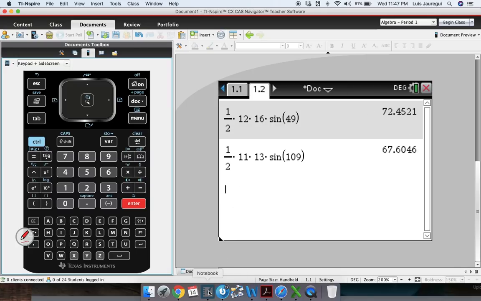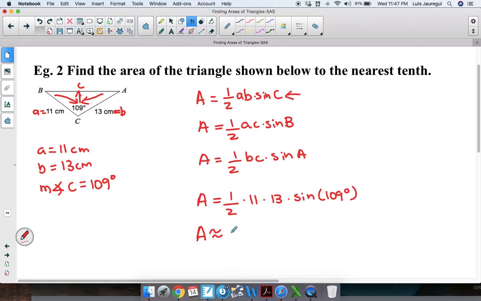So going back to the document, we can actually write that down. So the area is about 67.6 centimeters squared.